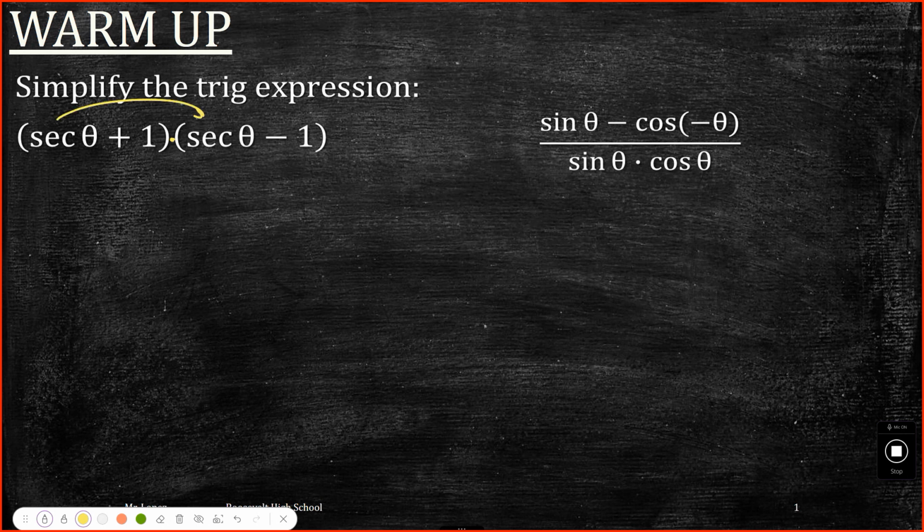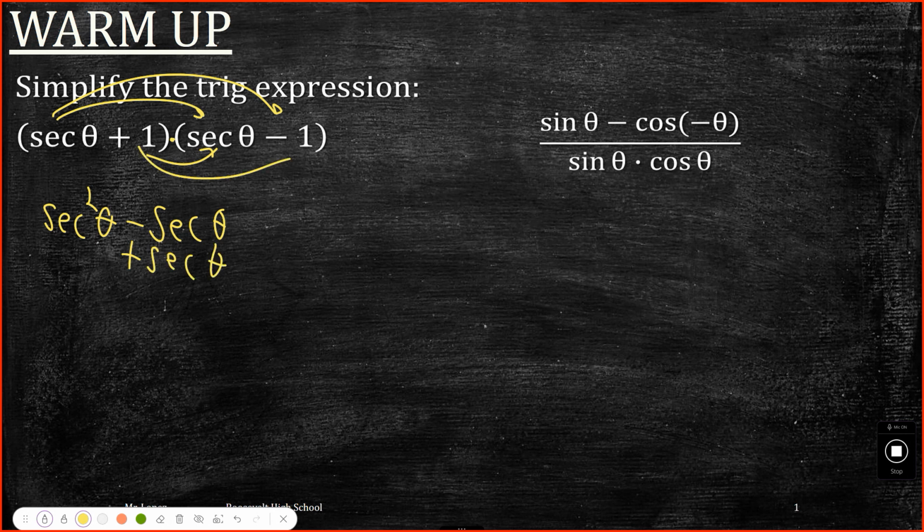Secant theta times secant theta will be secant squared theta. That's negative secant theta, positive secant theta. I just put it here because they're going to cancel out. And 1 times negative 1 is negative 1. Negative secant theta, positive secant theta cancel out. Secant squared theta minus 1.